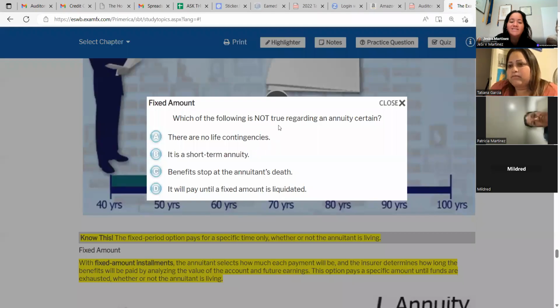Which of the following is not true regarding an annuity certain? There are no life contingencies. It is a short-term annuity. Benefits stop at annuitant's death. It will pay until a fixed amount is liquidated. So which of the following is not true? You're looking for one wrong answer.